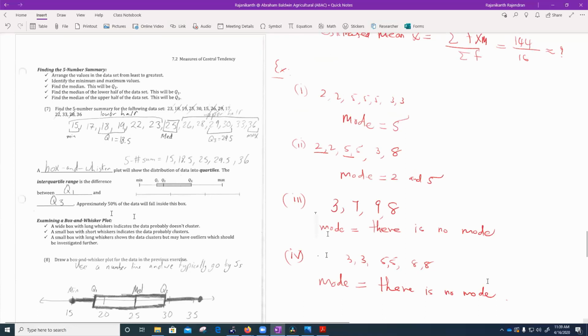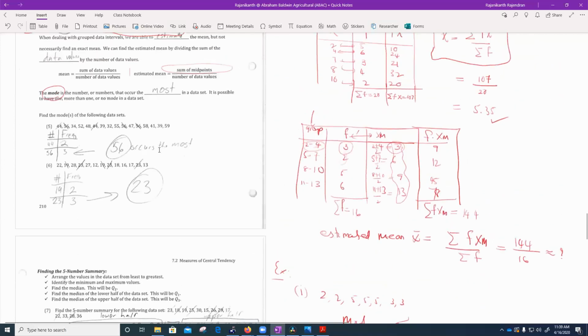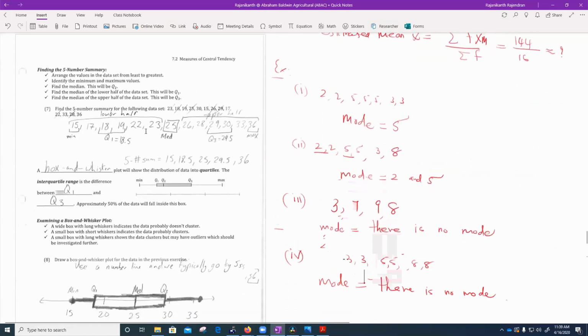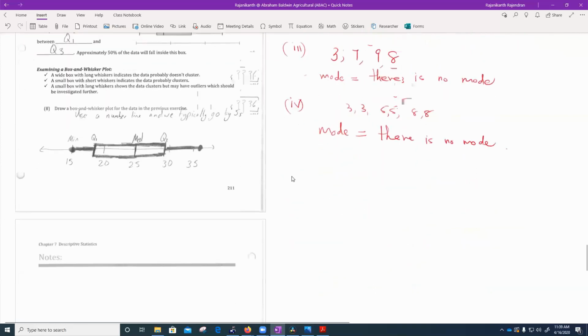So these are the scenarios. Finding the mode should be super easy for you now. Why don't you try? Check whether you are getting these two as a mode, which number occurs more. Okay, let's move to the 5-number summary. What is meant by a 5-number summary?